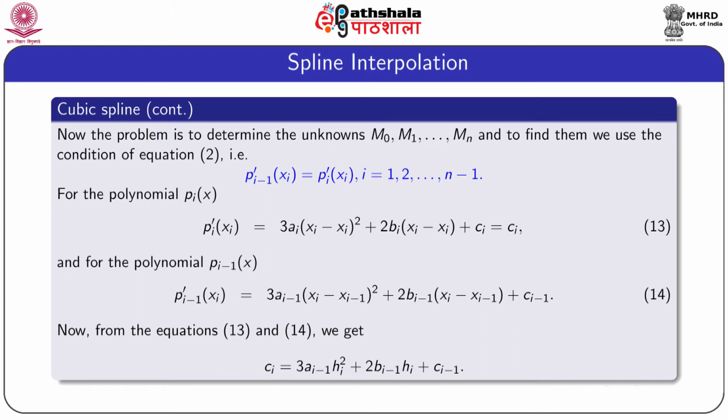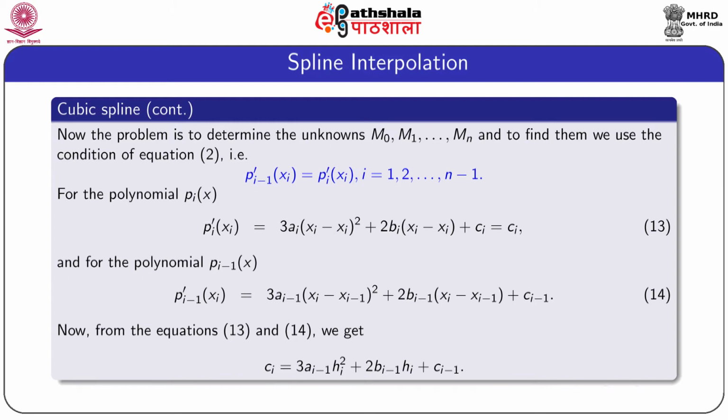Now, for the polynomial p_i(x), we have the first derivative of p_i at x_i equal to 3 a_i (x_i - x_i)^2 plus 2 b_i (x_i - x_i) plus c_i. Note that the first two terms of this expression are 0. So, this is equal to c_i.